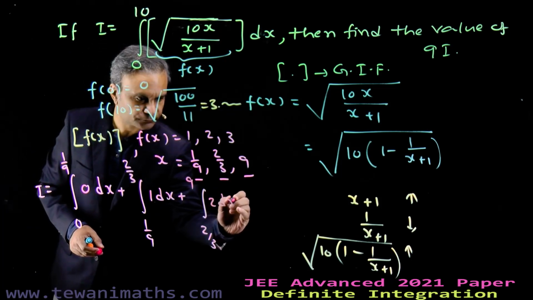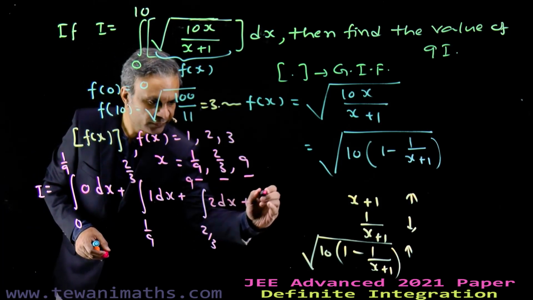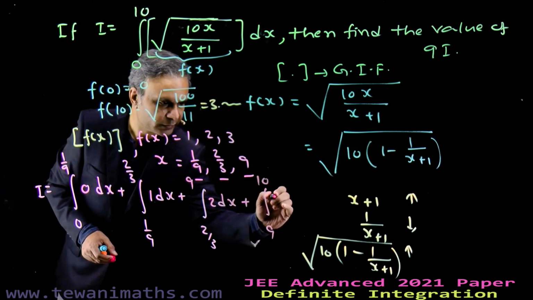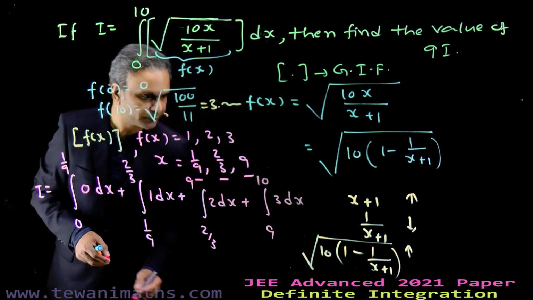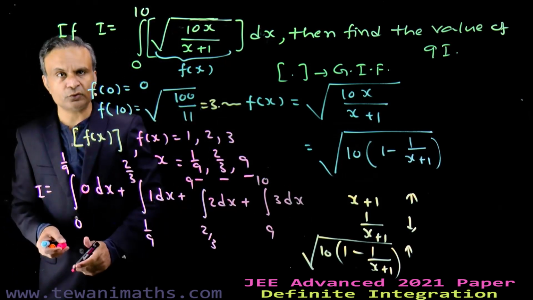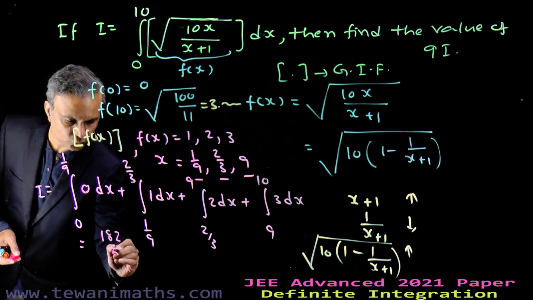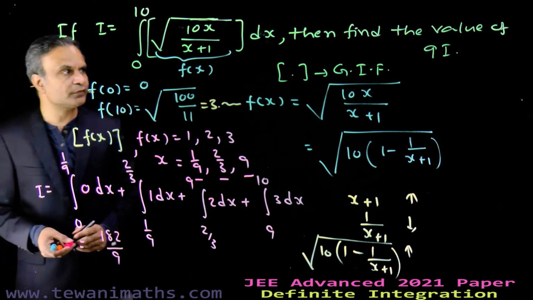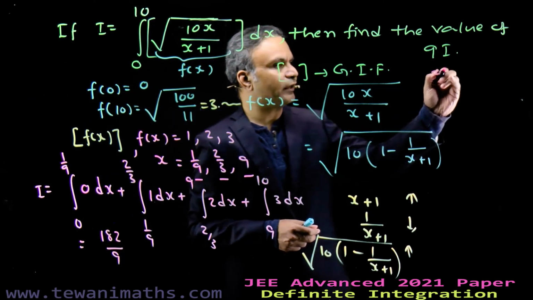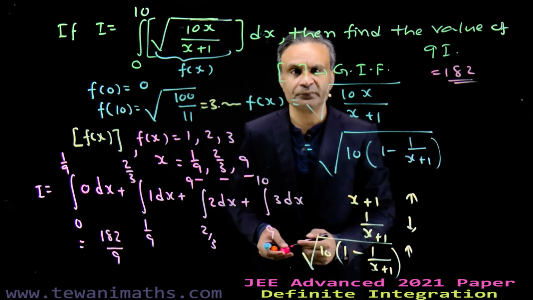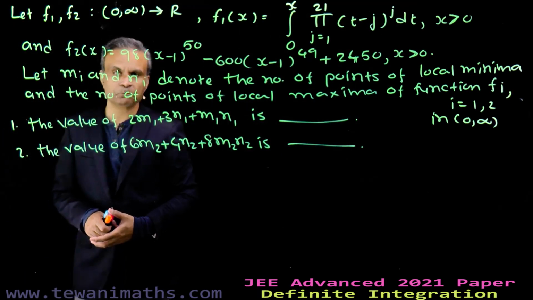We have here 2. Then we have 9 to 10. Here we will have 3. Now we find this value. You calculate yourself, you will get 182 over 9. So the value of 9i will be 182. Okay, we have one more question here.